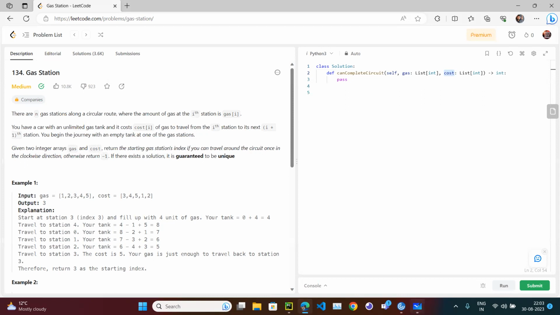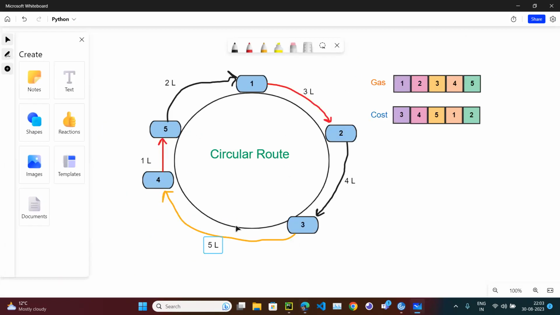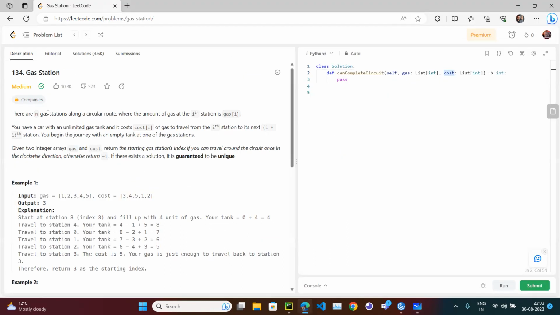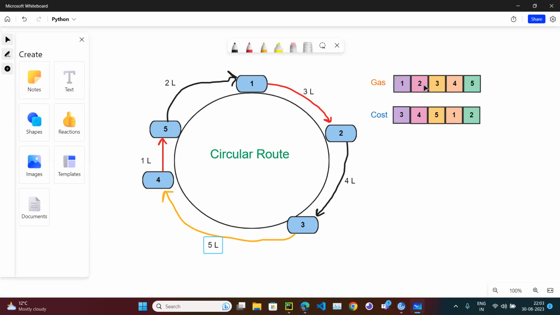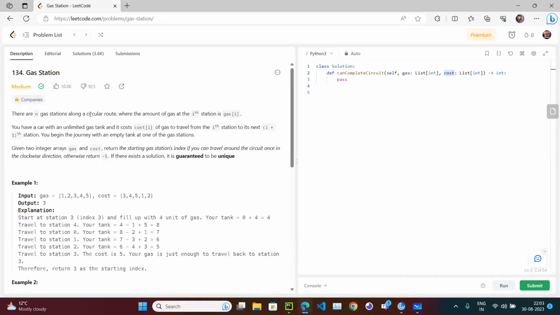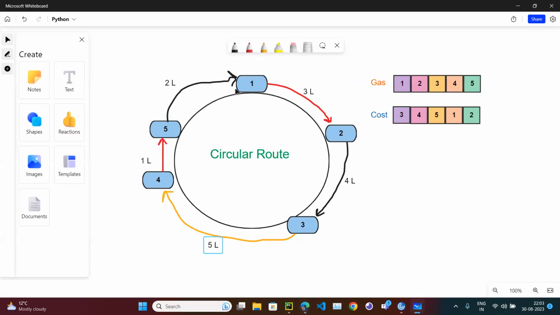Okay, so let's come to the whiteboard. I created one circular route, as you can see. There are n gas stations, so I am taking this example: 1, 2, 3, 4, 5. There are 5 gas stations along a circular route.